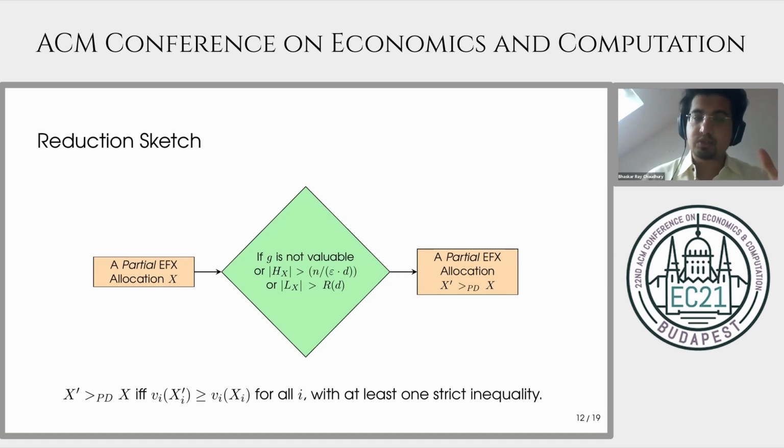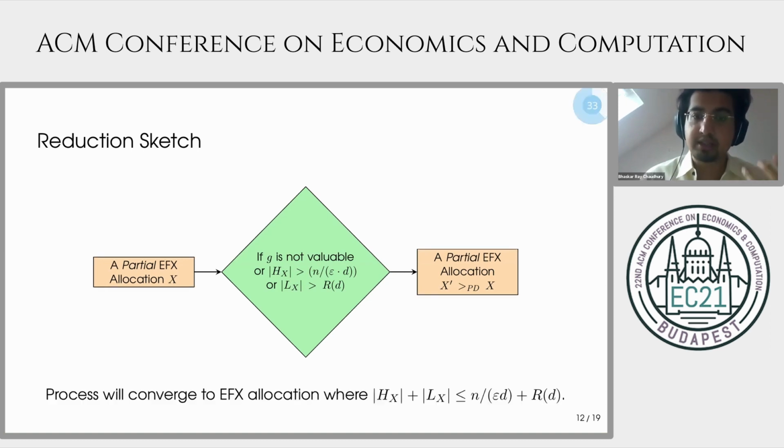So since we are always improving some kind of a welfare here, doesn't matter which welfare you choose, such a process will converge to an EFX allocation when these update rules are no longer applicable, meaning that it will converge to an EFX allocation when all the goods unallocated are valuable, and the number of high valuable goods and the low valuable goods are less than their respective thresholds. So you can see that the threshold for the low valuable goods is not explicit. It's some function of D. It's just R of D. I have left it here. And we'll make the R of D more explicit as the talk progresses.